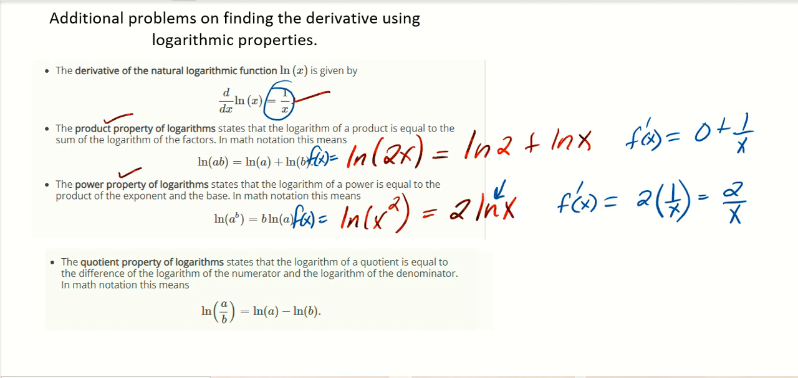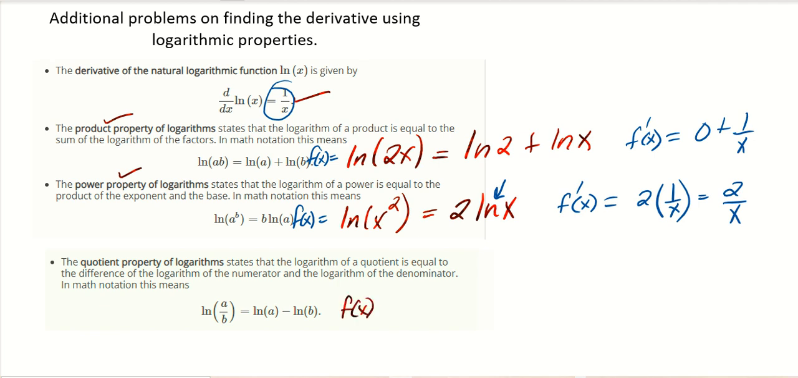All right. The last property that you'll have to use during your homework is the quotient property. So it says if you have the natural log of a divided by b, we would separate it as the natural log of a minus the natural log of b. The way I remember is addition is multiplication and subtraction is division. You can interchange these properties both ways, right? But let's give you an example.